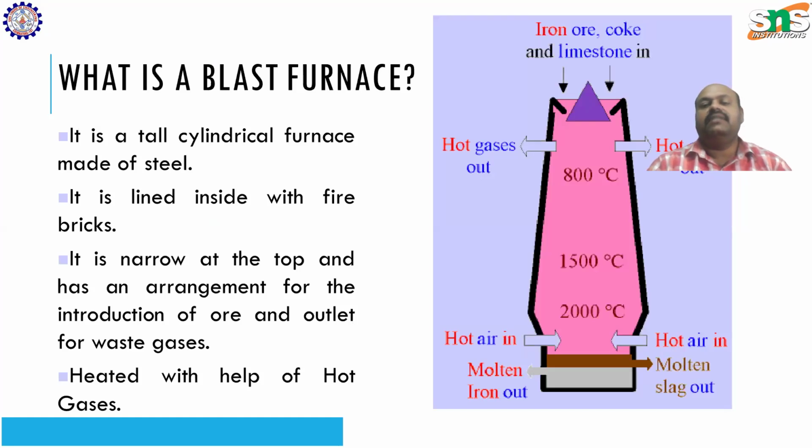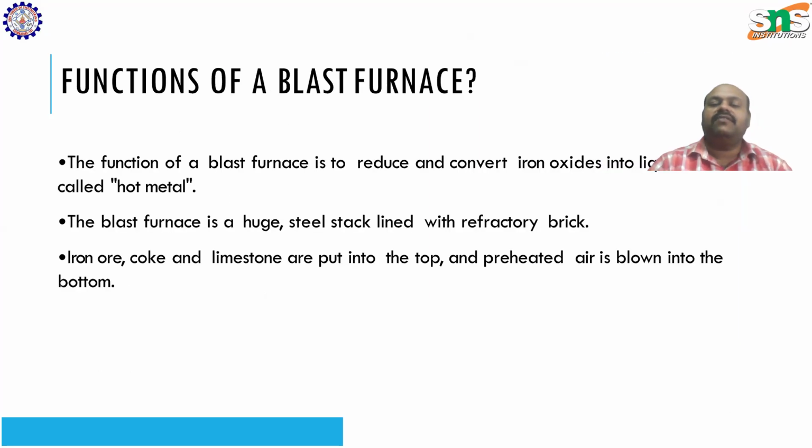So we come to the second type of furnace, that is the blast furnace. It is a tall cylindrical furnace made of steel. It is lined inside with fire bricks. It is narrow at the top and has an arrangement for the introduction of ore and an outlet for waste gases, heated with the help of hot gases. The function of a blast furnace is to reduce and convert iron oxides into hot metal, liquid metal. The blast furnace is a huge steel stack lined with refractory brick. Iron ore, coke, and limestone are put into the top and preheated air is blown into the bottom.